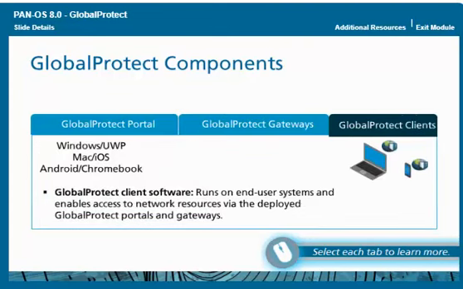Global Protect client software runs on end-user systems and enables access to network resources via the deployed Global Protect portals and gateways. The installer will be in .msi for Windows or .pkg for Mac format. Global Protect also has install agents for iOS, UWP or Universal Windows Platform, Android, and Chromebook devices. The iOS version is available through the Apple App Store. The Android version is available through Google Play.